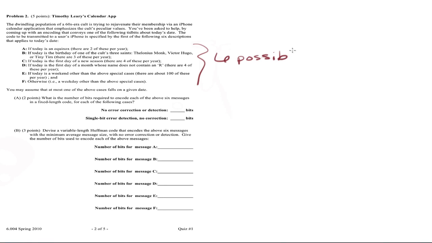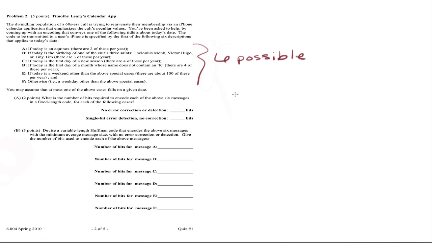So we want to make note of that. So, there's various messages of today's an equinox, birthday of one of the cult's 3 saints, Thelonious Monk, Victor Hugo, Tiny Tim, first of a new season, etc. So we can revisit that. We want to look at problem A, which is, what is the number of bits required to encode each of the above 6 messages in a fixed length code for each of the following cases?